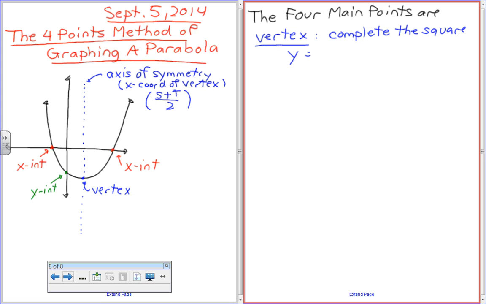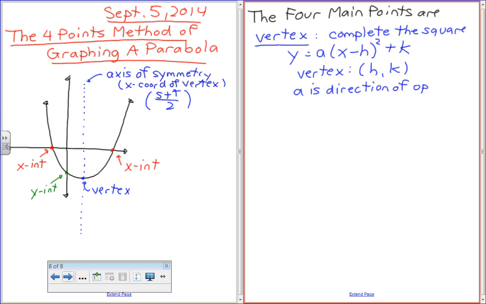Vanessa, you want to take it? Y equals a, x minus h squared plus k, yes. Okay, so then my vertex is h and k, and a is direction of opening. It's not only direction of opening, but for today, that's all it's going to be. We'll talk about transformations later, where it's going to be compressions and stretches and all that stuff.